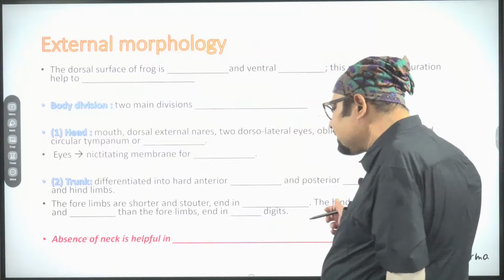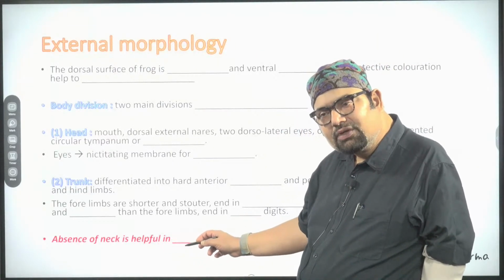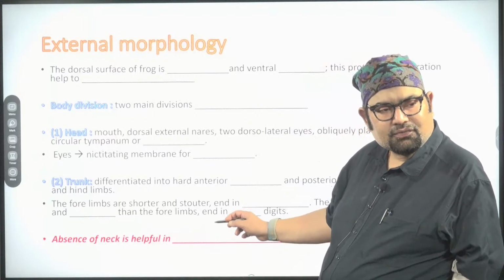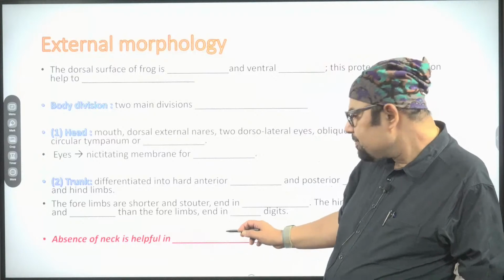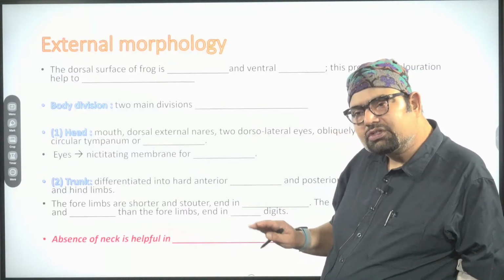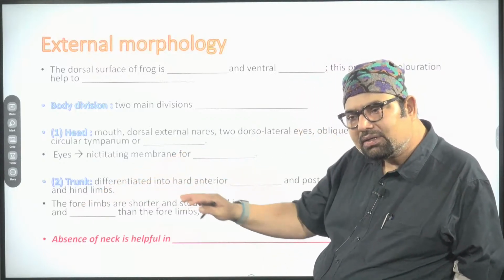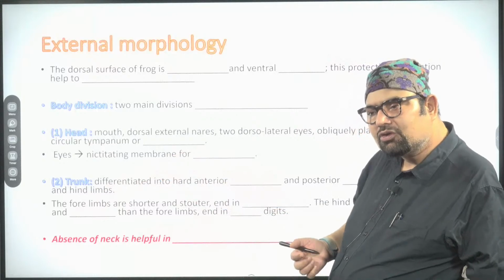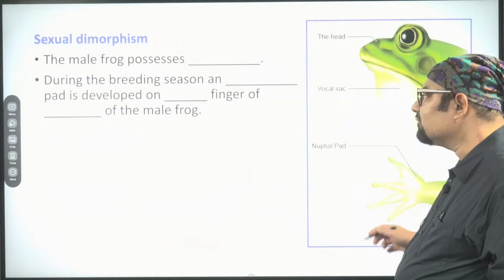Absence of neck is helpful in locomotion. Locomotion means leaping also, leaping means long jump, and also swimming in water. So in locomotion, absence of neck is helpful.